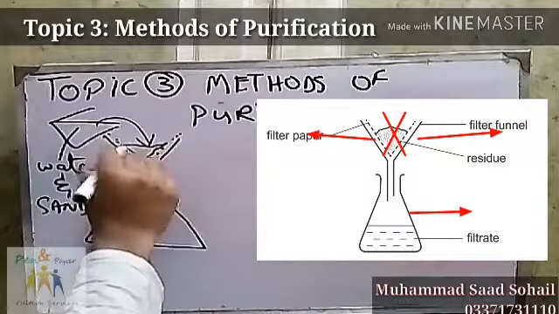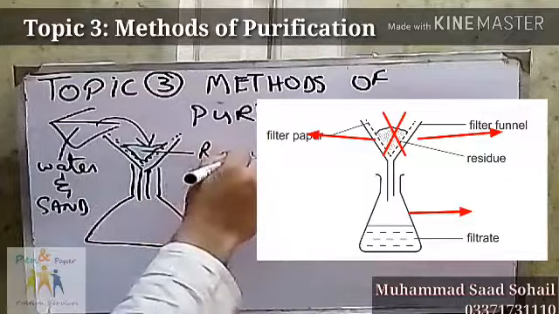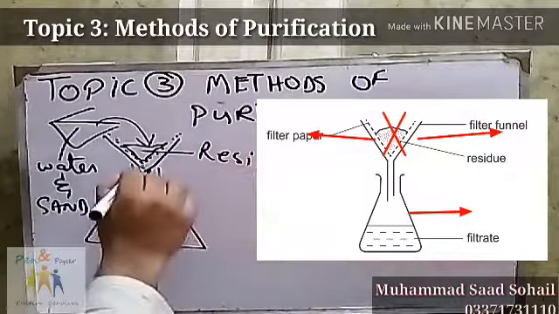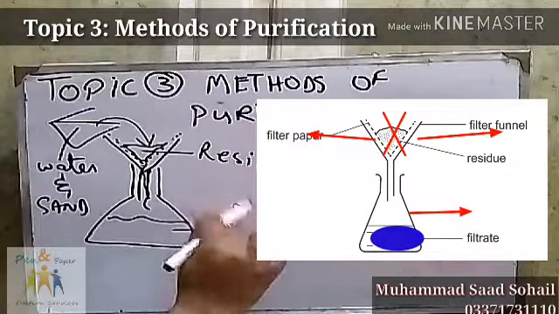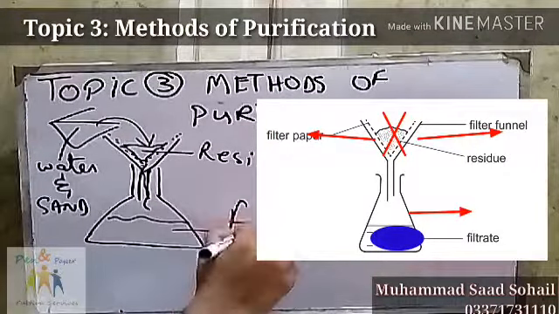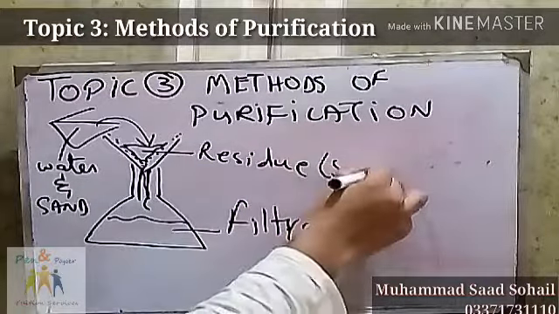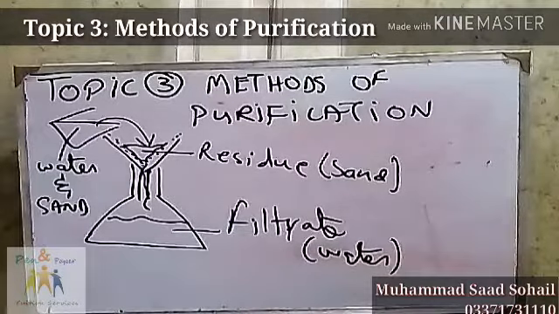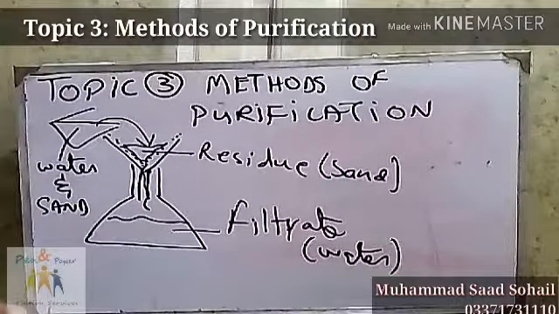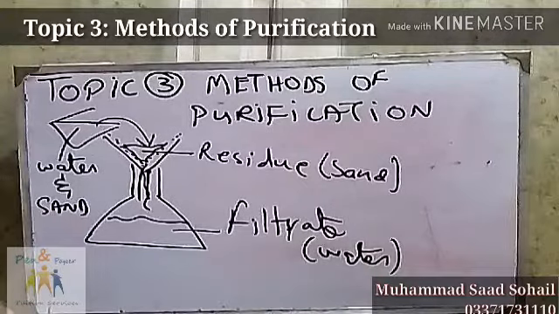The sand would stay here as the residue, and water would pass on to the conical flask as the filtrate. So here you will get sand and here you will have water. This is a simple technique used to separate two substances in a solution where one solid is insoluble in a liquid. Okay.